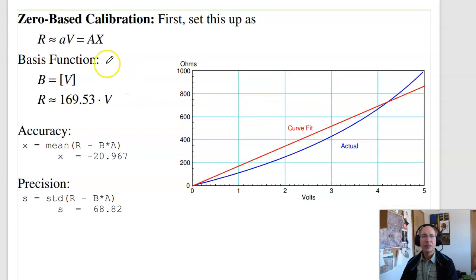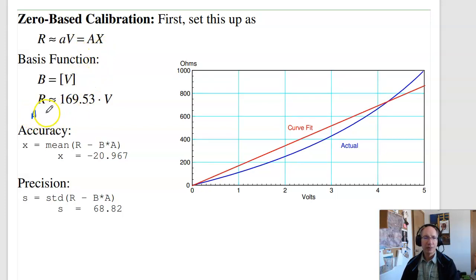Well, with zero-based calibration, I would let R be A times B, so that when B equals 0, R equals 0. Come up with A. Well, here the basis function is just V. Doing least squares curve fitting, that would be A is the inverse of B transpose times B, times B transpose, times R, what I know. I'll wind up with A is 169.53.